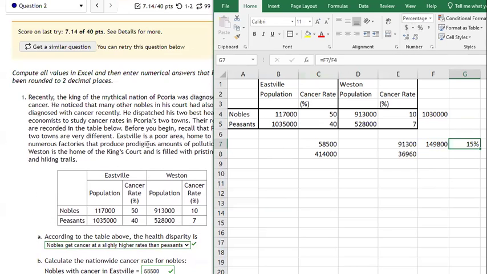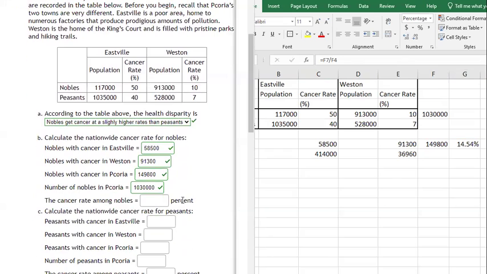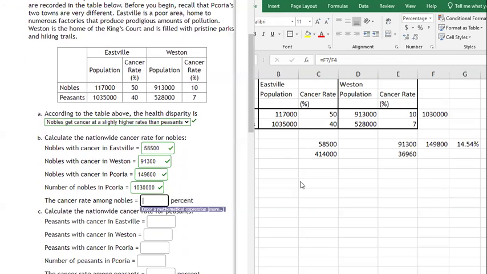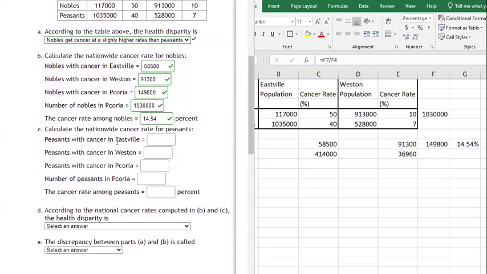And we want how many decimal places? 2. So the percent word is outside the box, so what we want to do is include the percent symbol. So we're going to type 14.54. Now we're going to do the same thing, but we're going to find these values for peasants.